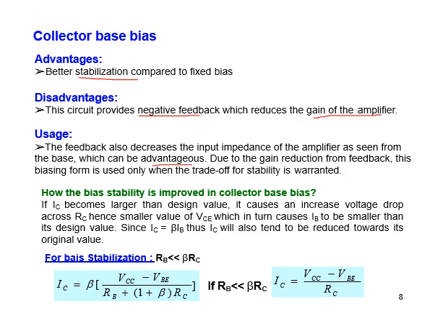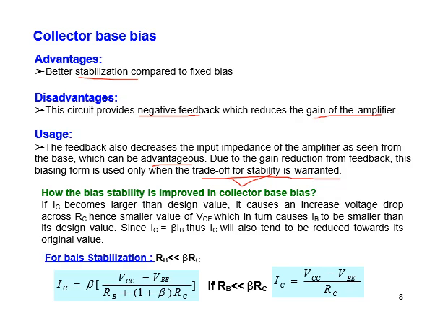Now due to the reduction in the gain of the device due to negative feedback, this biasing is used only when a trade-off for stability is warranted. Means in that case, the reduction in gain will not cause any significant effect on the performance of the device, while the stability of the device is greatly improved in that case. Now how is the bias stability improved in case of collector to base bias?